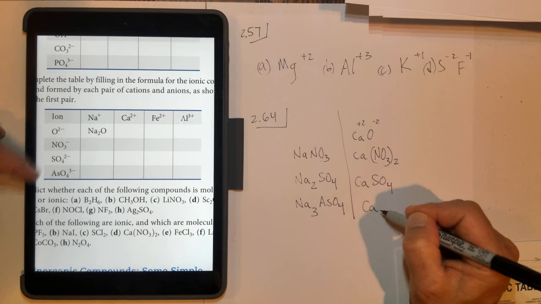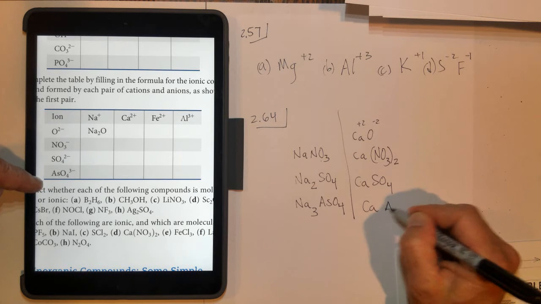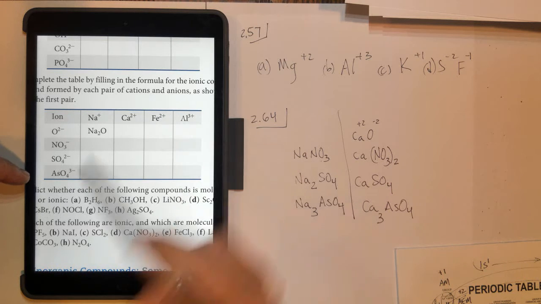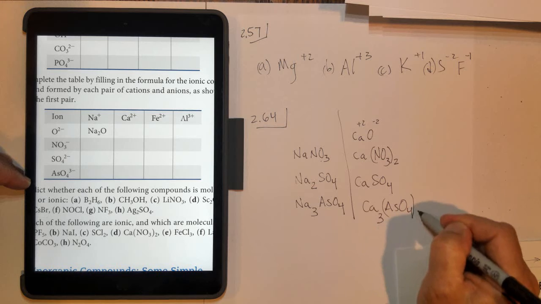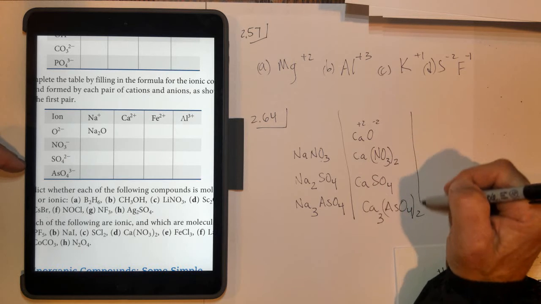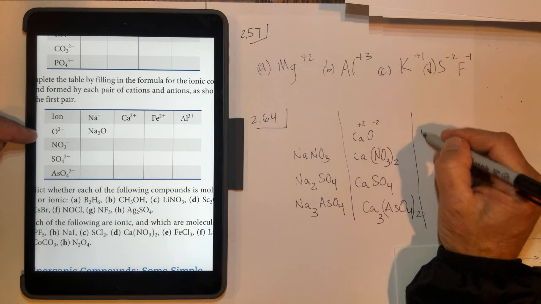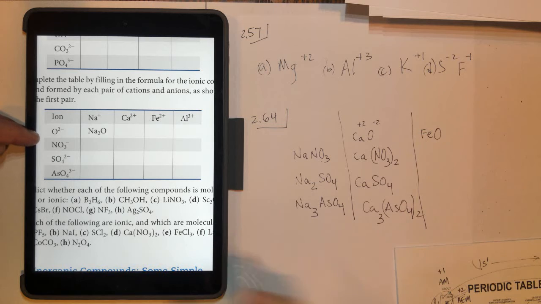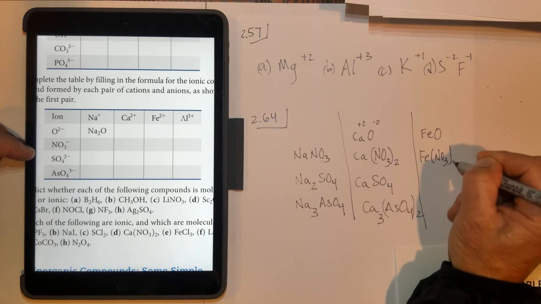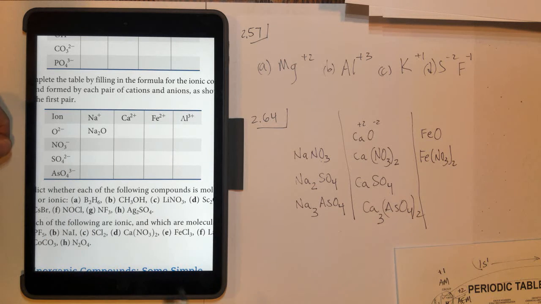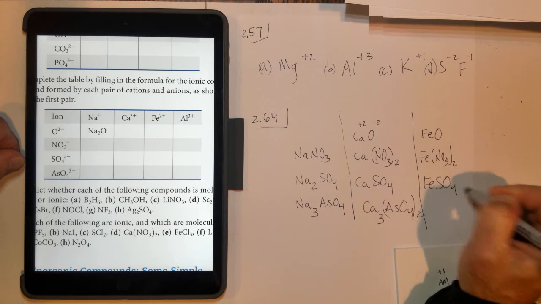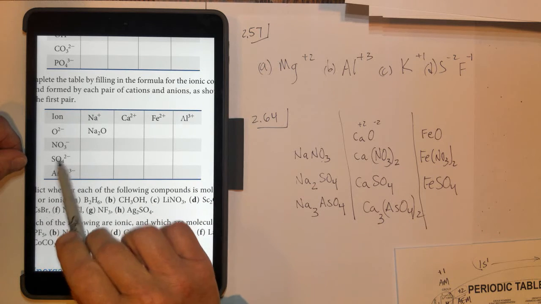And the last one, calcium is positive 2, arsenate is minus 3. And so I'm going to have 3 of these positive 2s to give me a plus 6, and 2 of these negative 3s to give me the Ca3(AsO4)2 formula. The next one has iron in it. That would be Fe positive 2 and oxygen negative 2, so FeO. The next one would be Fe(NO3)2, because there's 2 needed for 2 of those nitrates, because iron is plus 2. The Fe would go together nicely with the SO4 because Fe is positive 2 and sulfate is minus 2.